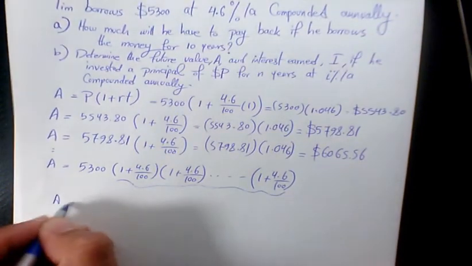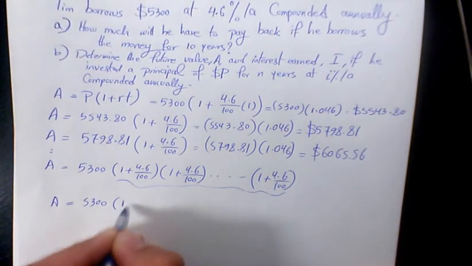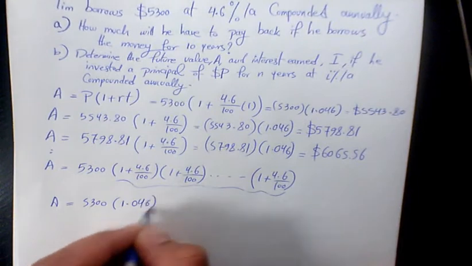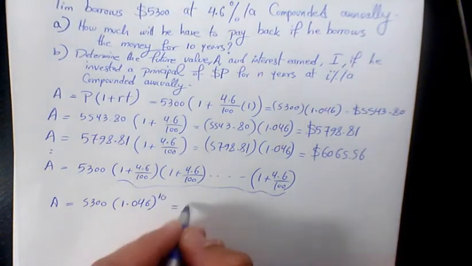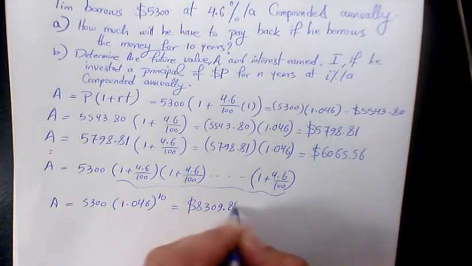So it's going to be A equals 5,300 times 1.046 to the power of 10, which is going to be $8,309.84.